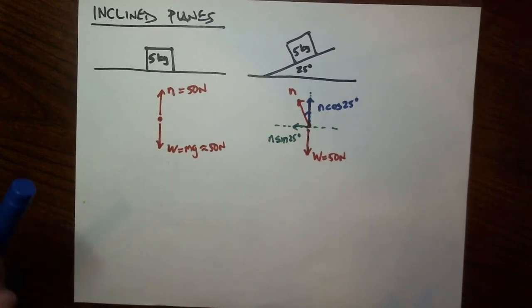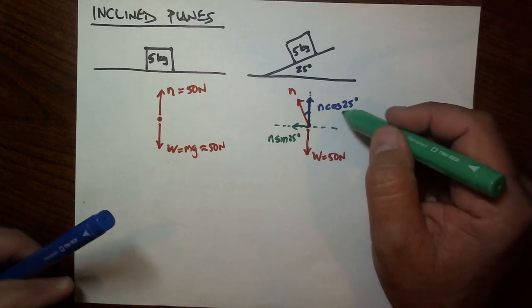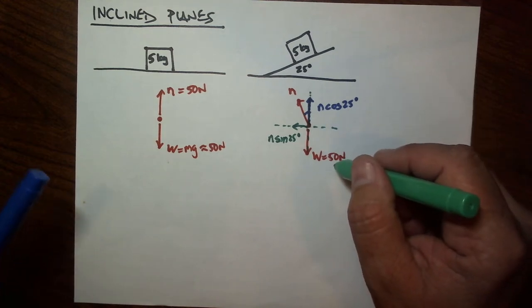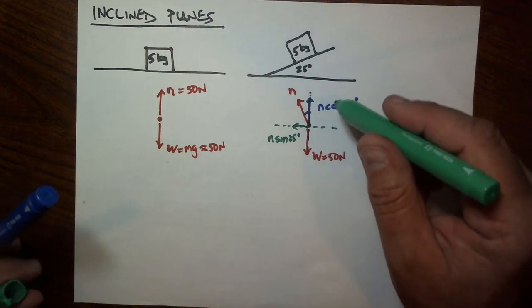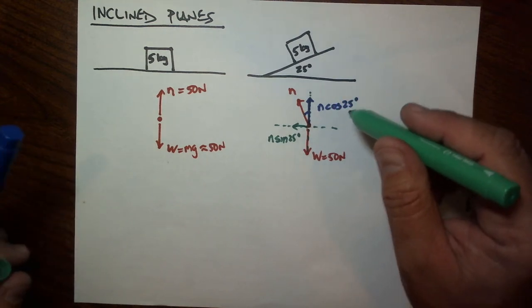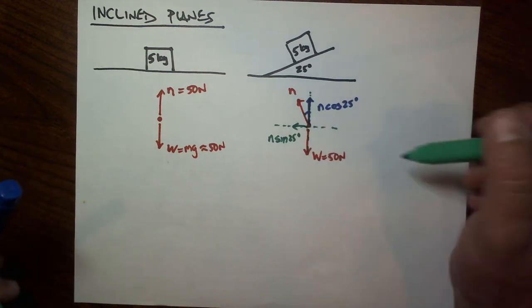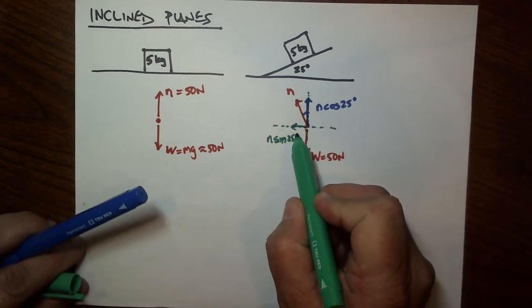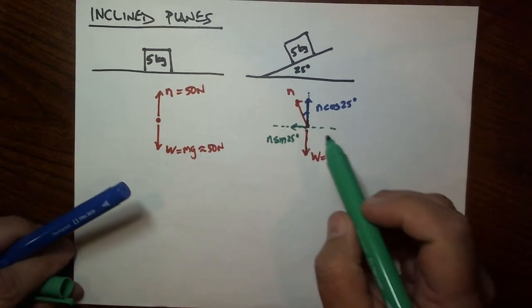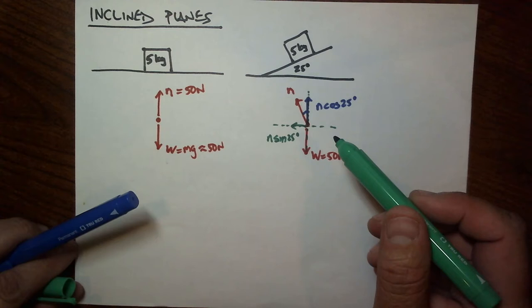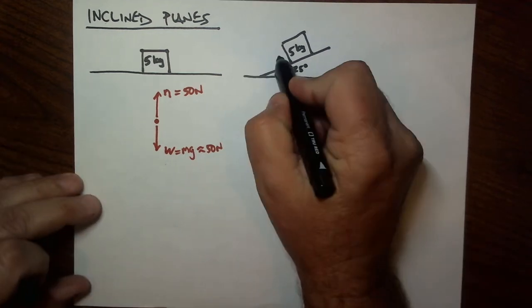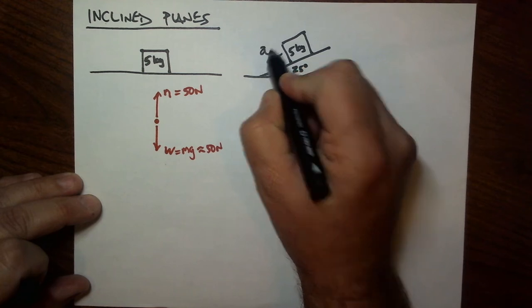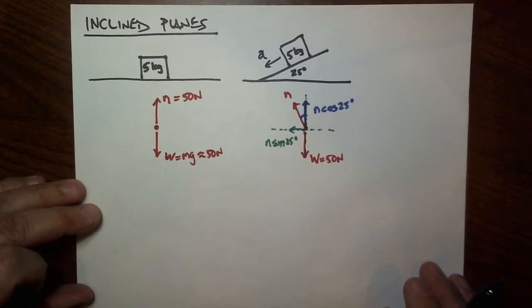So we would conclude that n cosine 25 degrees might be equal to 50, but you know, in this case, the box is not going to be able to hold still. There's absolutely no way for these two forces to be in equilibrium because there's this one force that is unbalanced. That means that this thing will accelerate. And the weird thing about this is the direction of the acceleration will be down the plane. That means the direction of the force is down the plane.